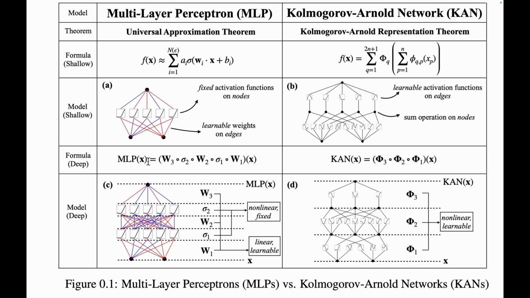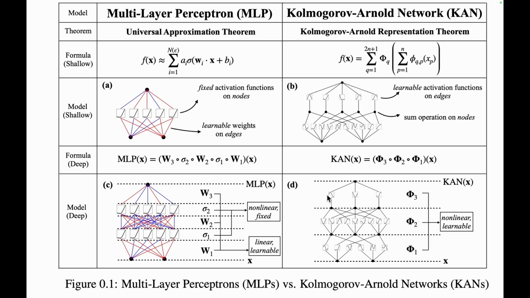In terms of the formula, we know that we have the nonlinear fixed activations and we have linear weights, which are learned during the training. But when it comes to KANs, we have nonlinear learnable functions, and all these functions get updated during the training process and are learned, and we have an eventual network which has the combination or summation of all these learned functions.